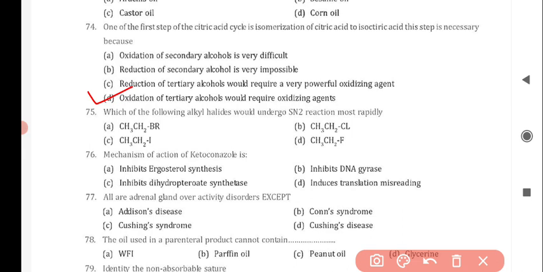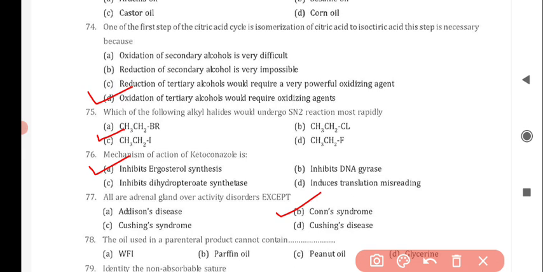require oxidizing agents. Next question is, which of the following alkyl halides would undergo SN2 reaction most rapidly? And the correct answer is option C, CH3CH2I. Next question is, mechanism of action of ketoconazole is, and the correct answer is option A, that is it inhibits ergosterol synthesis.